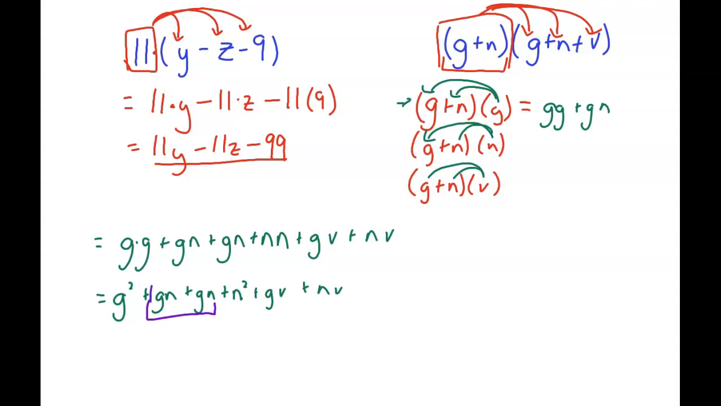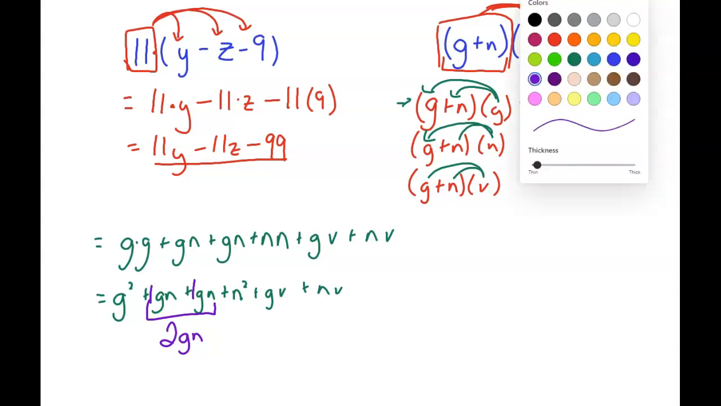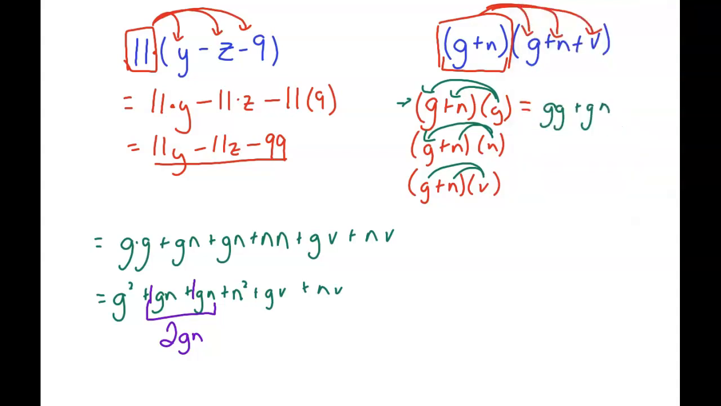I have 1 gn plus 1 gn. So that would give me a 2gn. They're not multiplied, so I don't change their exponent. They're just added. And then everything else would stay the same. So I'd get g squared plus the 2gn plus n squared plus gv plus nv. And this would be my final answer.